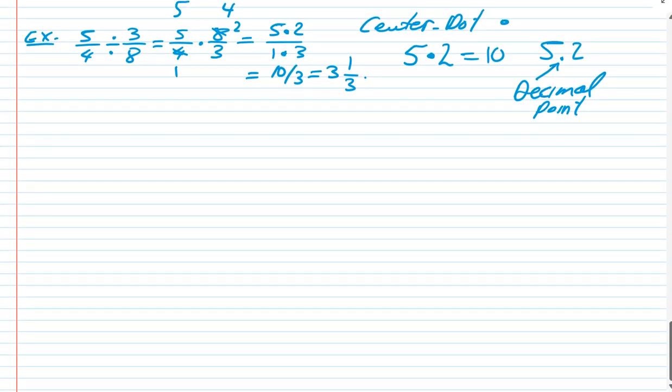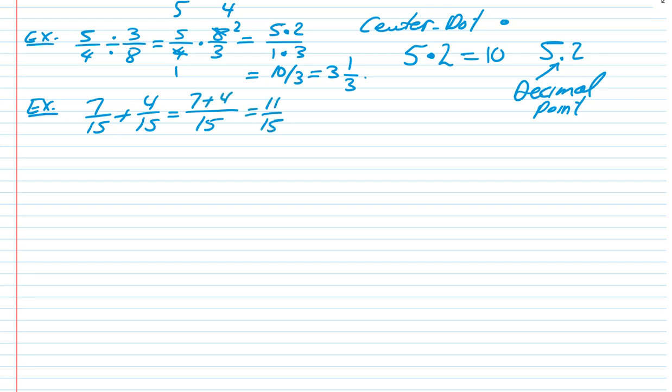Let's try another one. What if, let's do an addition or subtraction. How's that? So suppose the easy example. Suppose I want to do 7/15 plus 4/15. So because the denominators are common, we can choose the common denominator and simply add the numerators. That's going to make it 11/15. And that's it. That's all we got to do. Cannot remove any common factors in this one.